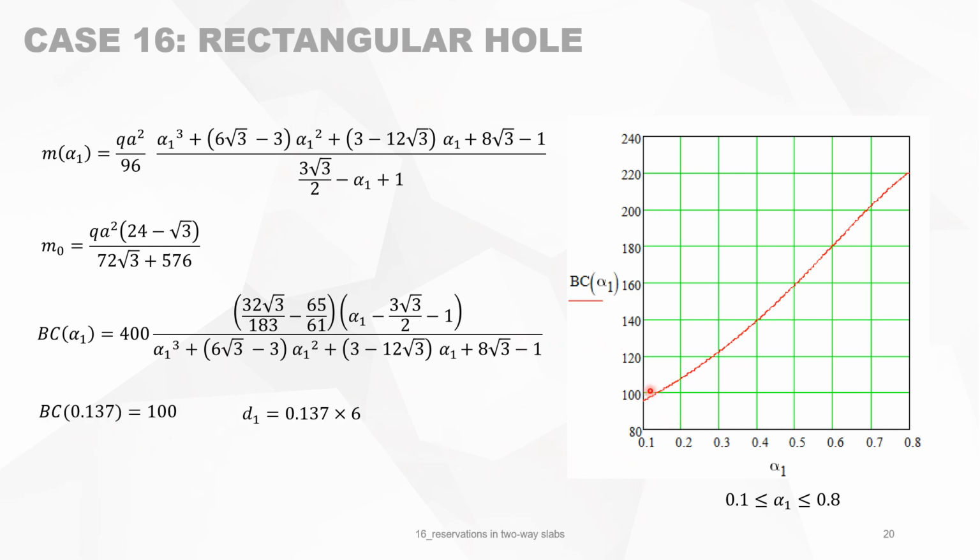The point which is of interest, where bearing capacity is 100%, then alpha 1 is 0.137, or 0.137 times 6 gives you roughly 0.8 meters. So for every reservation bigger than 0.8, it's okay. When you go smaller than 0.8, it's not okay, which is rather counterintuitive.